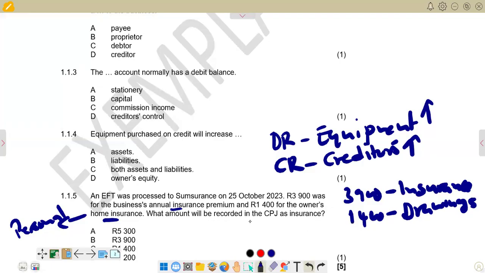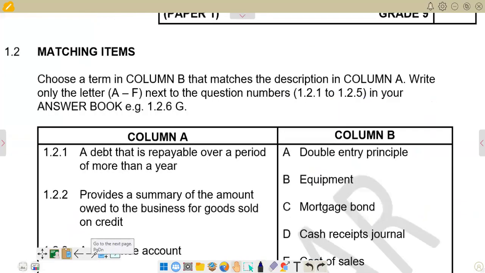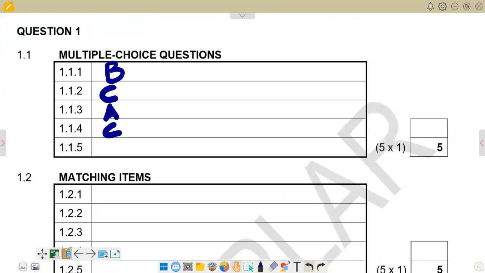So the question is asking us which would be indicated as insurance. The only one that is going to be indicated as insurance is R3,900, and R1,400 would be indicated as drawings. So this is what we have. R3,900 is indicated as B. So if you go to the answer section, we are going to indicate it as such, saying 1.1.5, we put B as the correct answer. Then we can move on to the next question, which is matching items.